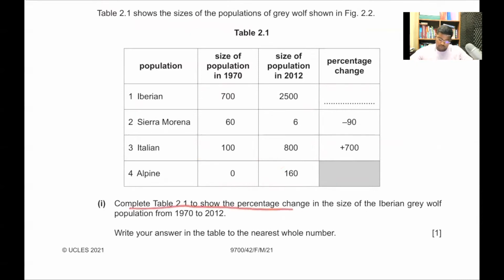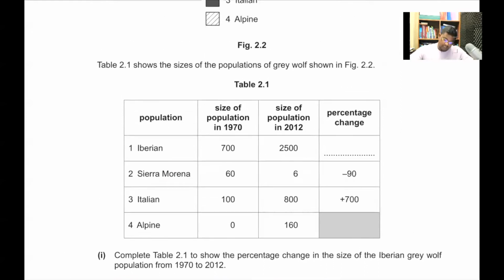Complete table 2.1 to show the percentage change in the size of the Iberian gray wolf population from the 1970s to 2012. Nearest whole number. We'll have to do this answer in the table in the nearest whole number. So we can see that the size of the population in 2012 is 2,500. And the original population we started with in the 1970s was 700. So minus 700. So percentage increase should be calculated with the original population times 100. So the answer is positive 257%.